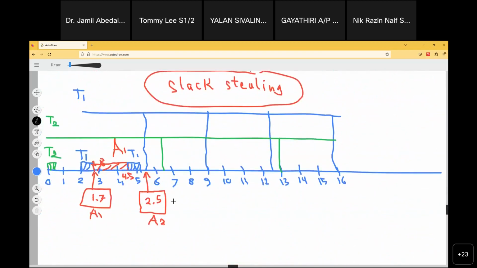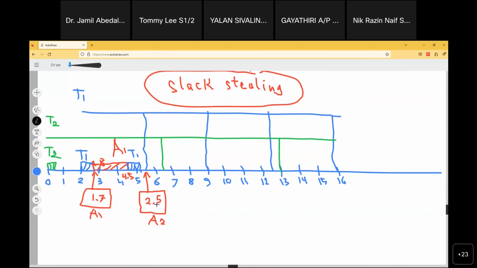So since we have 2, the priority is given to which task? Task 1 or A2? A2, sir. A2, because this is slack stealing. In slack stealing, the priority is given to the aperiodic.